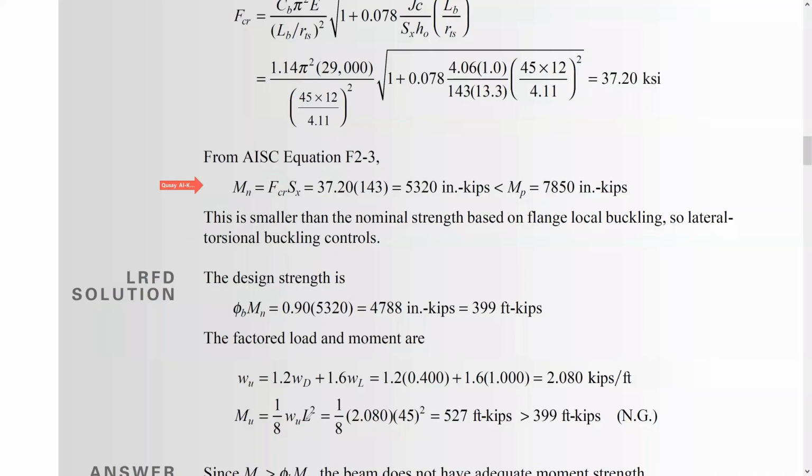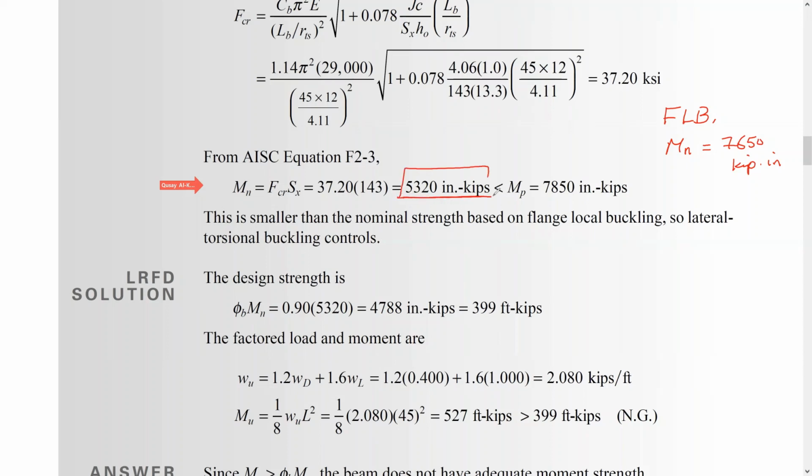So we got for the flange local buckling, sorry, the nominal strength was 7,650 kip inch, and we just got it for the lateral torsional buckling is this much.